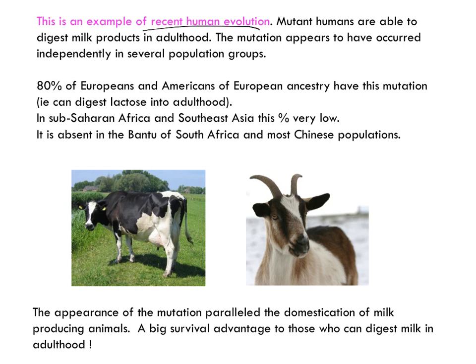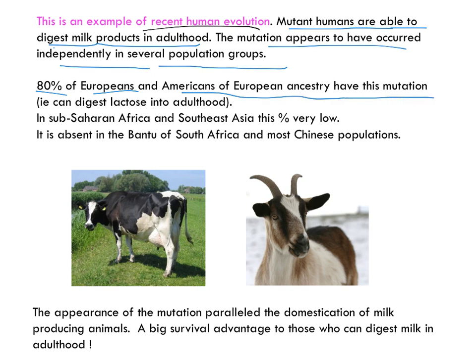So I thought maybe I could write all these words, and then I was like, I'm just going to read this too. Mutant humans are able to digest milk products into adulthood. This mutation appears to have occurred independently in several population groups. 80% of Europeans and Americans of European ancestry have this mutation, i.e. they can digest lactose as adults, which makes you X-Men and X-Women.